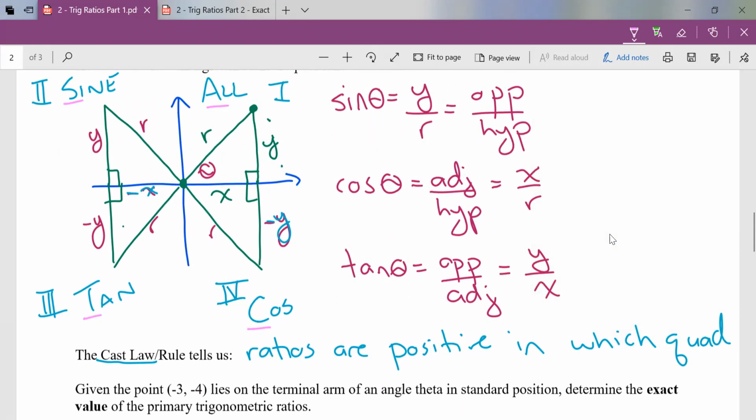So the CAST law tells me in quadrant 4, cosine is positive. In quadrant 1, all ratios are positive. In quadrant 2, sine ratios are positive. And in quadrant 3, tangent ratios are positive. That's all it tells us. You just need to remember that we're starting in quadrant 4, not in quadrant 1.